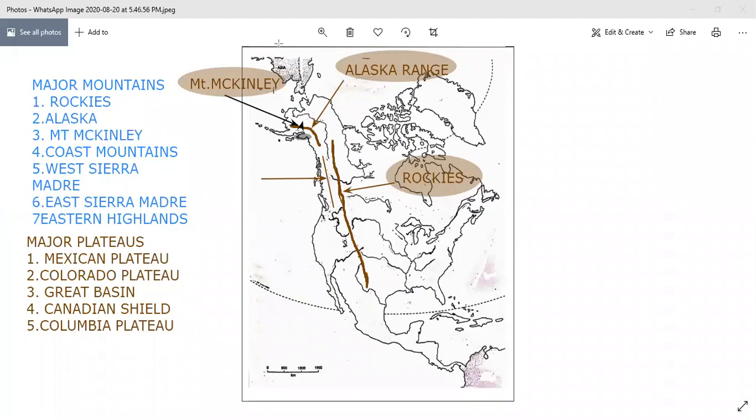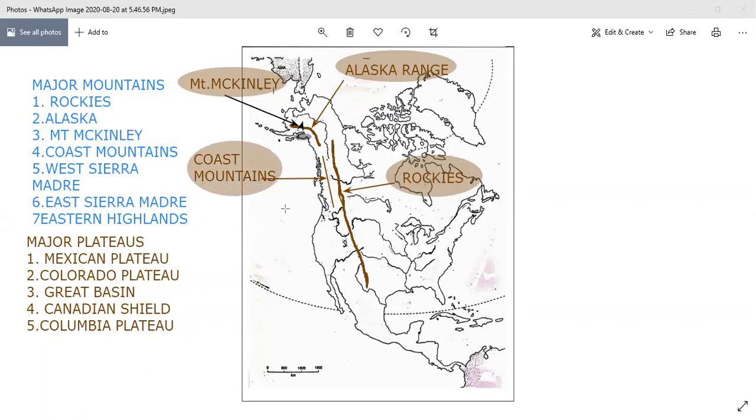You can just write it over here. Okay, coast mountains. COAST, coast mountains. These are coast mountains. Okay.